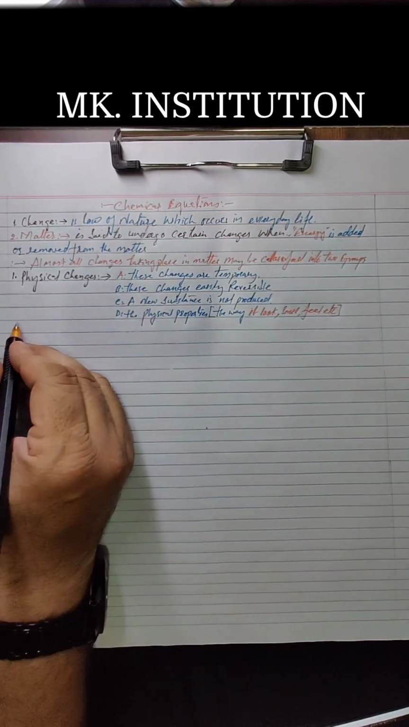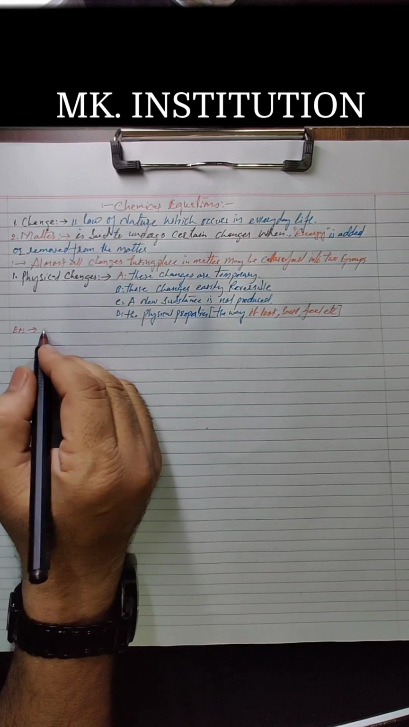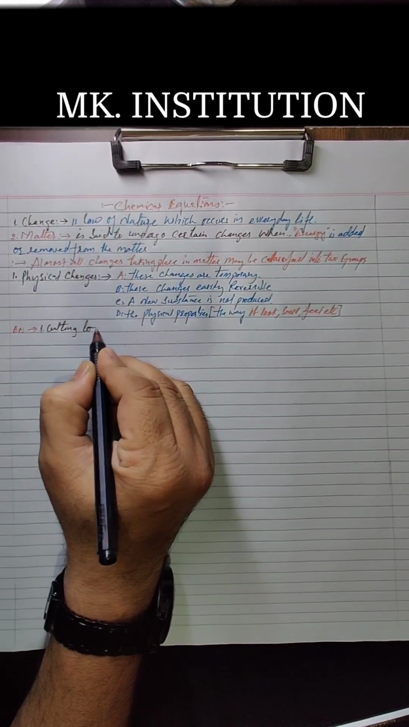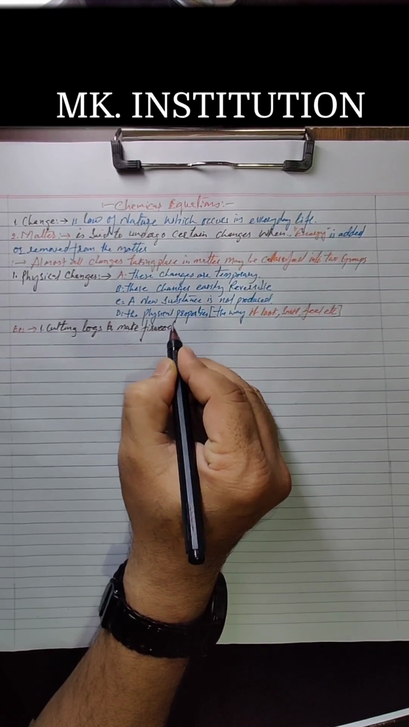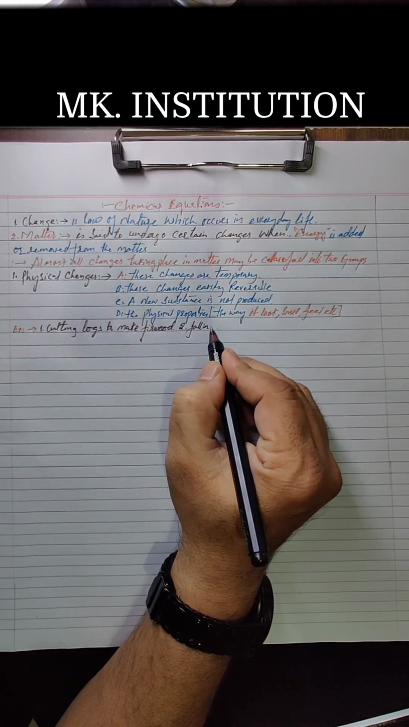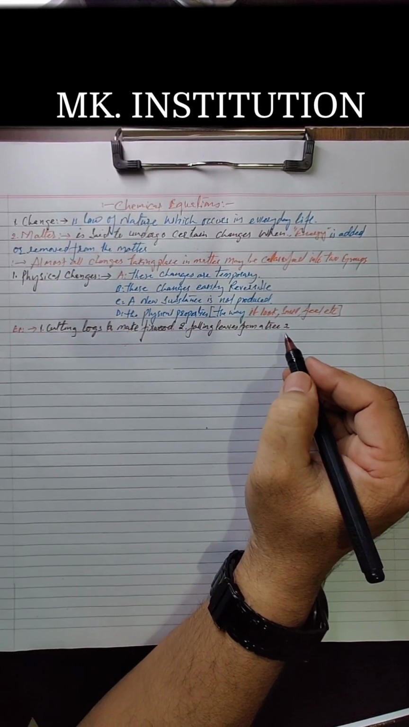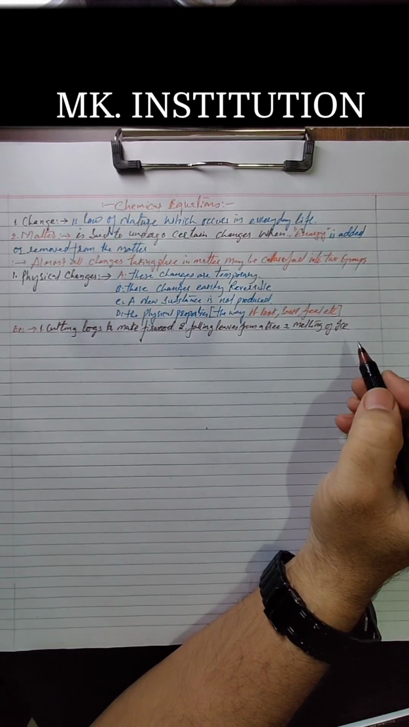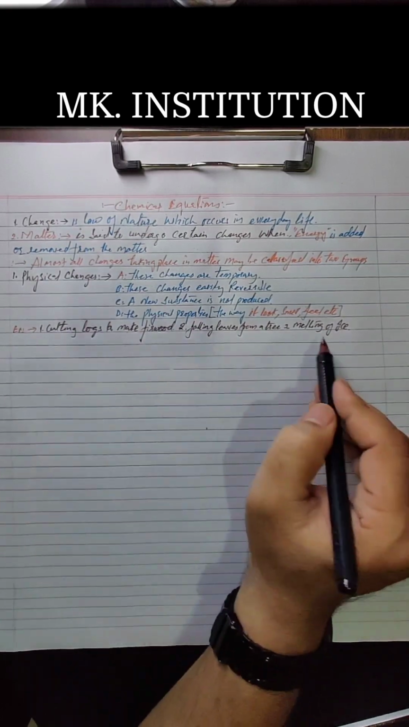Okay, some examples of physical change. What is the first example here? Cutting logs to make firewood. Good example. And second one, falling leaves from a tree. And third one you can write, melting of ice. Clear? These are the examples. Even melting of chocolate you can tell. So melting of ice, falling of leaves, and cutting a log for firewood, these are all examples of a physical change.